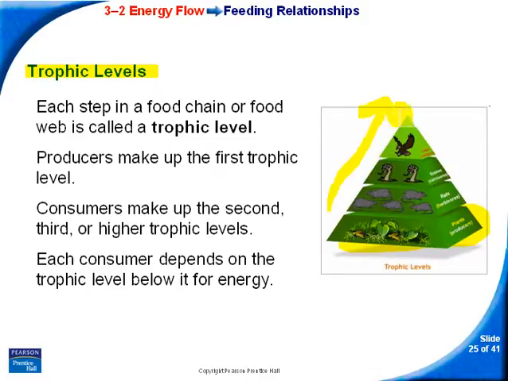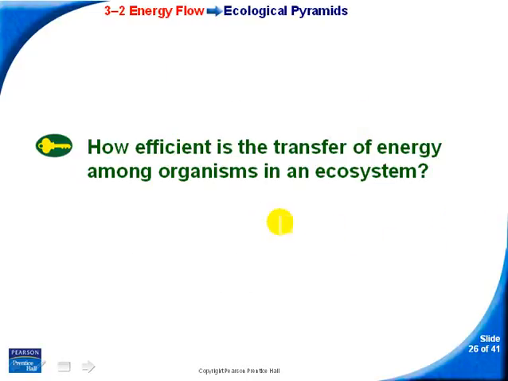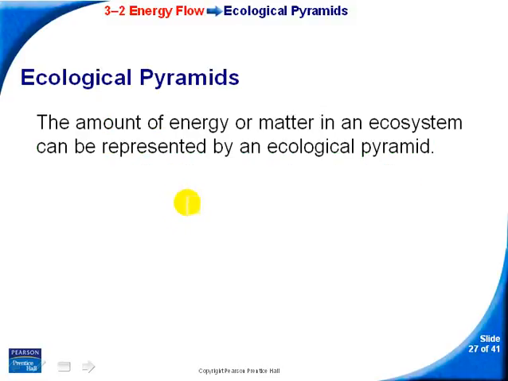Consumers on top depend on the organisms below them for their energy. So, for instance, these rats depend on these plants for energy. Now, here's a question: how efficient is the transfer of energy among organisms in an ecosystem? They represent it with an ecological pyramid.